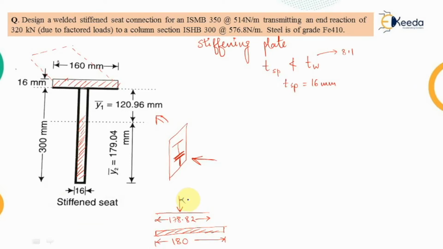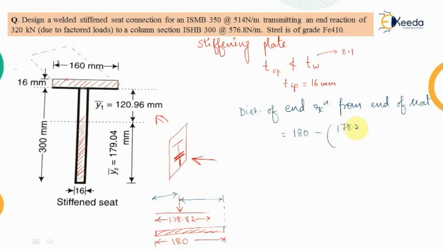Now we need to calculate the distance of the reaction from the end of the seat plate. Therefore the distance of end reaction from the end of seat plate is given by the total distance, 180, minus half of the 178.82, that is 178.82 divided by 2, and from here the value that we are getting is 90.59 millimeter. That is the value of the end reaction distance.